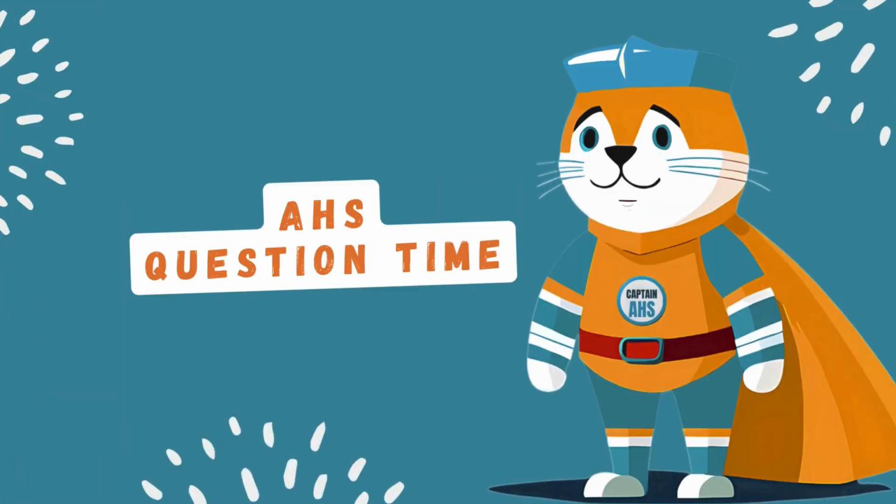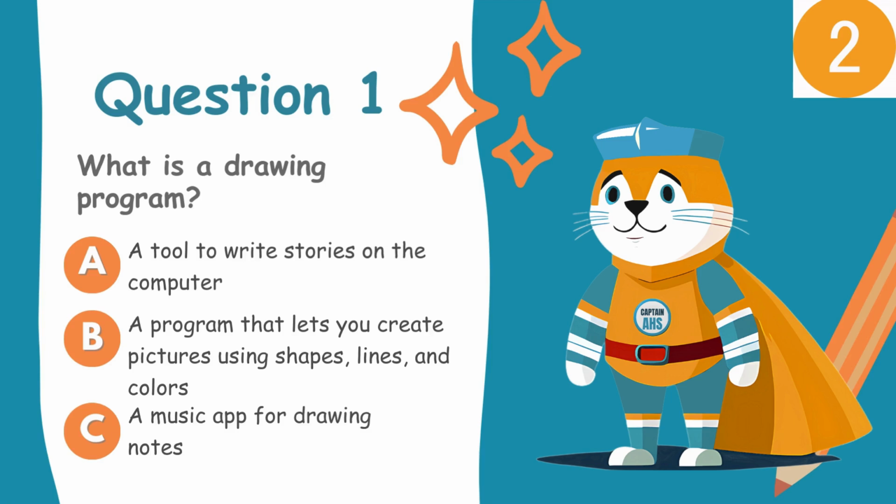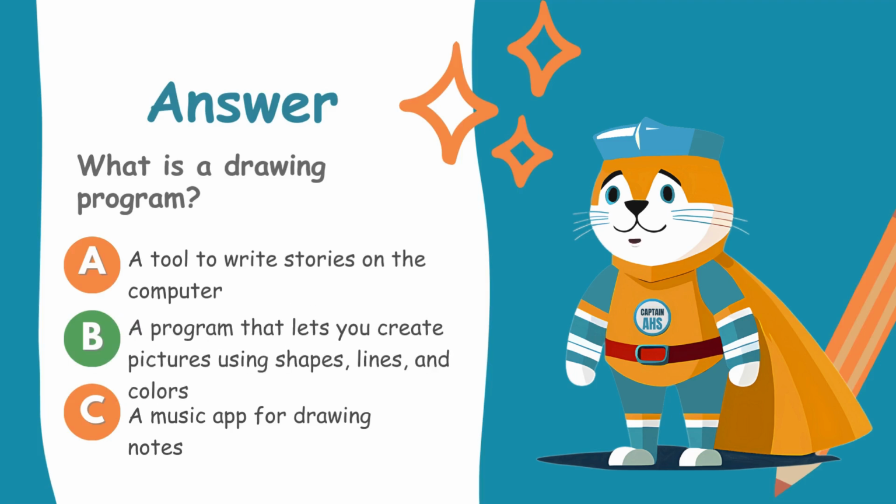It's time for the quiz. What is a drawing program? Option A, a tool to write stories on the computer. Option B, a program that lets you create pictures using shapes, lines, and colors. Option C, a music app for drawing notes. The answer is Option B, a program that lets you create pictures using shapes, lines, and colors.